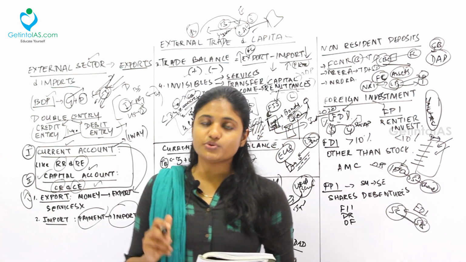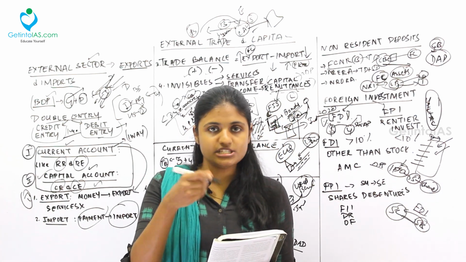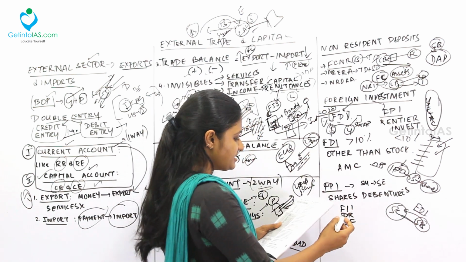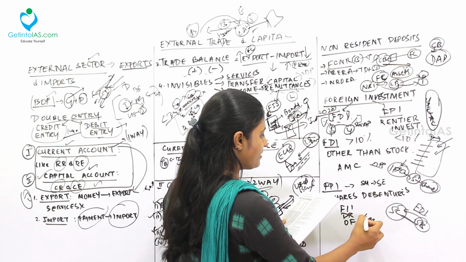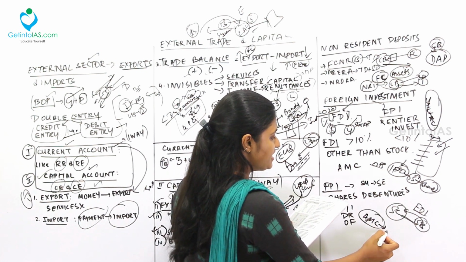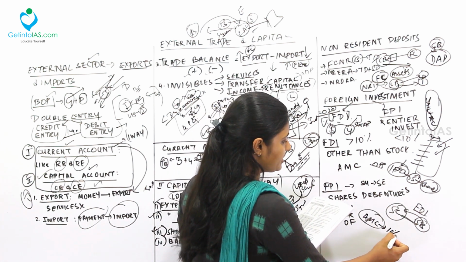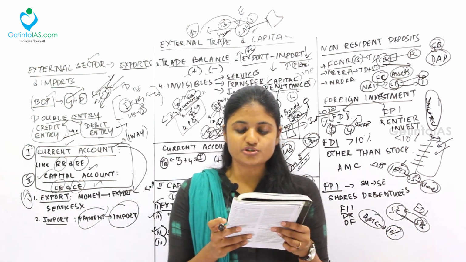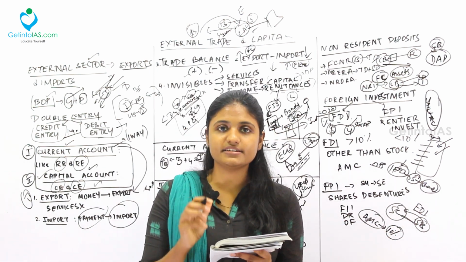Okay. So I told you all there is no definite size for the FDI, right? So Arvind Mayaram committee, please remember this committee. Arvind Mayaram committee recommended that an investment more than 10% should be treated as what? Foreign direct investment. Okay. So next, coming to portfolio or rentier investment.